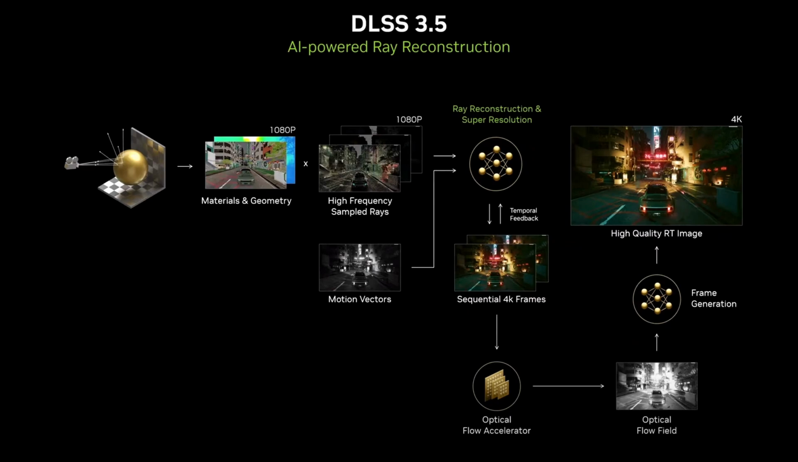So yeah, they basically introduced DLSS 3.5, as they're saying that this is AI powered ray reconstruction. In this case, as you can see, the material and geometry are coming in and then multiplying with high frequency sample rays, and then we're getting the ray reconstruction and super resolution at the same time. Basically, DLSS 3 plus the 0.5. That 0.5 is basically the ray reconstruction, and by doing so, they're not only making a better high quality image, they also make the ray tracing look better.